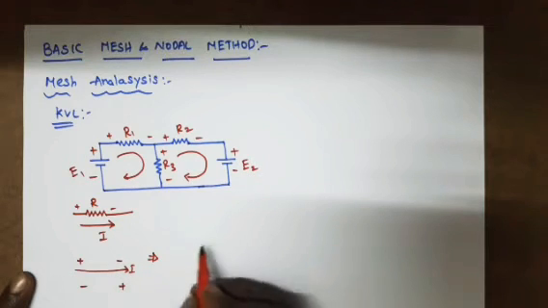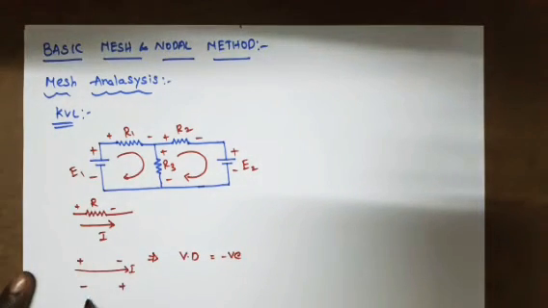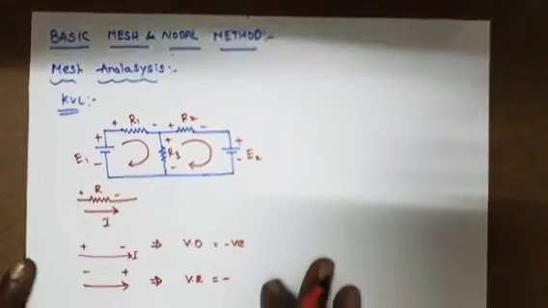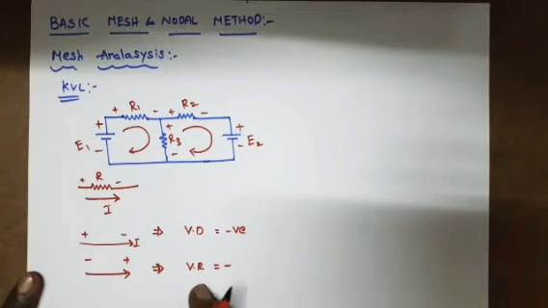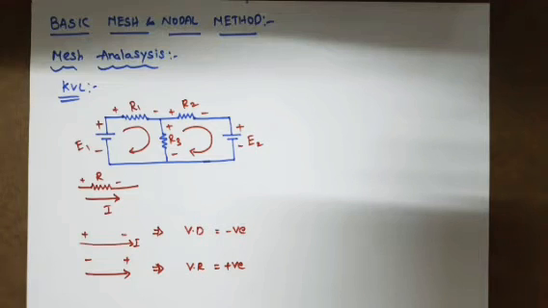When the current is flowing from the positive sign to the negative sign, what happens? Positive to negative, so there should be a voltage drop. So we take a negative sign before the element. And minus to plus, that is negative to positive, means a voltage rise, so we take the positive sign. These are the sign indications.